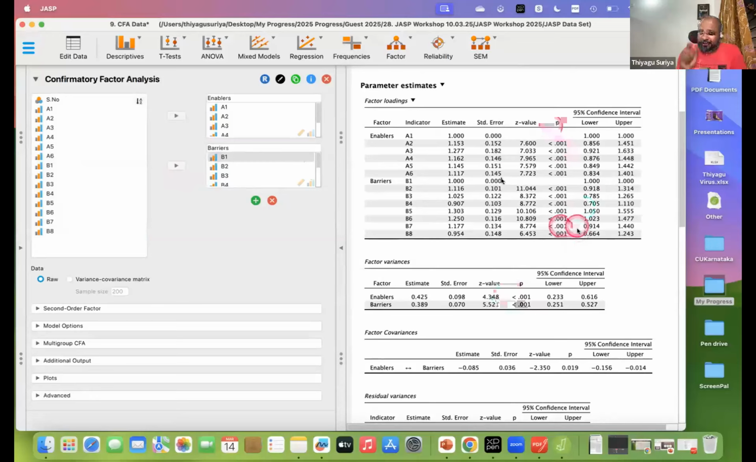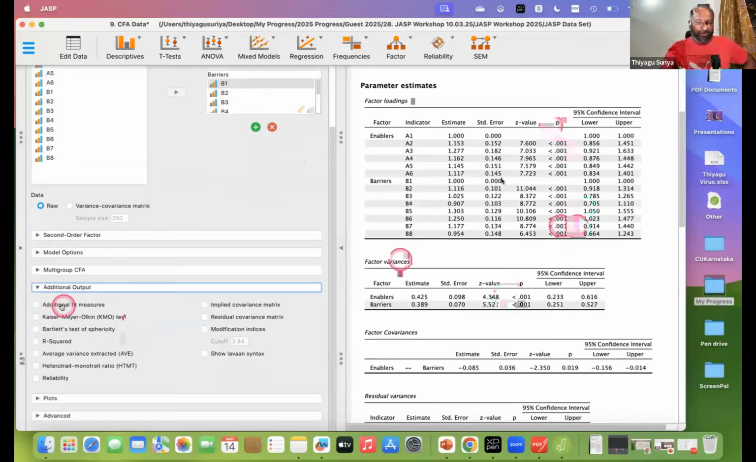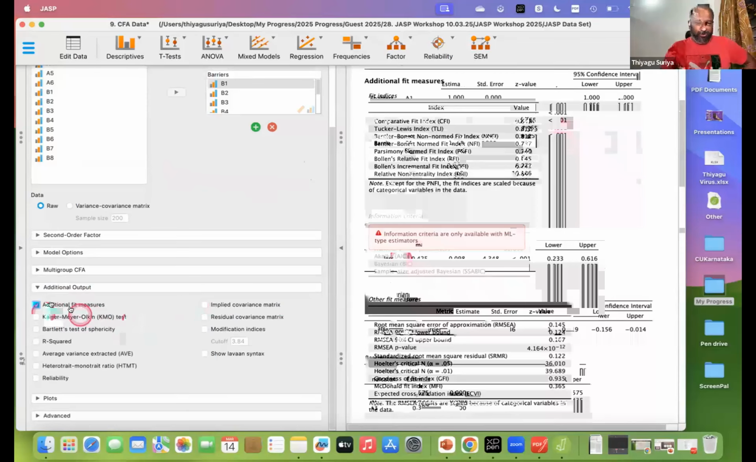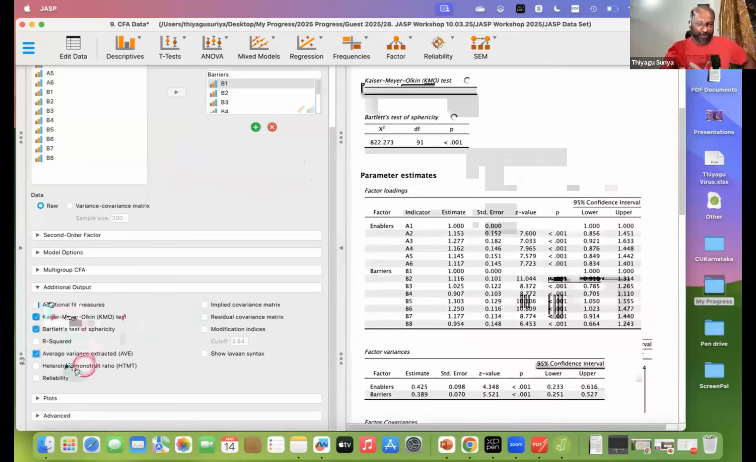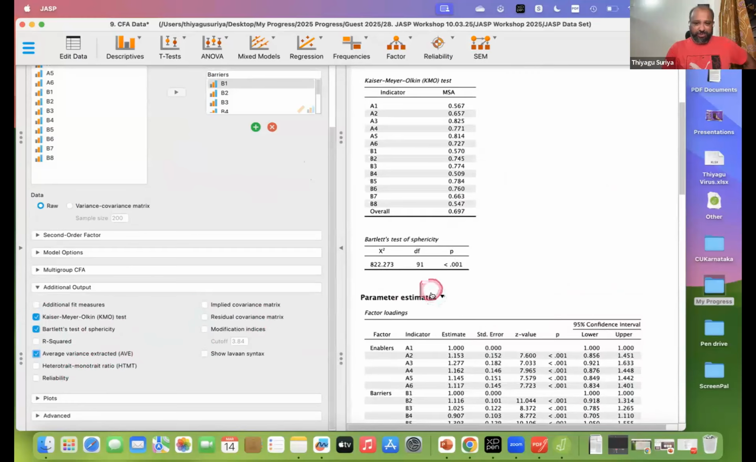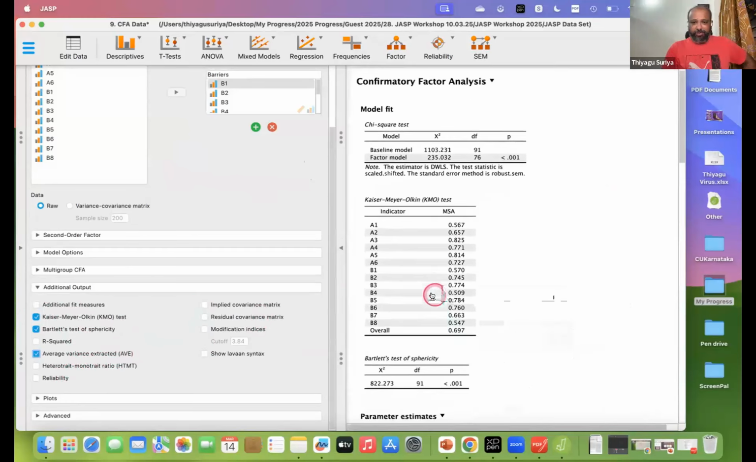It seems that this item, A1 to A6, lies on the enabler factors, and B1 to B8 lies on the barrier factors. This is the way we need to ensure. And go to the additional output. We need to select the additional fit measures. Otherwise, go with this KMO test, Paris, and AVE. These are things you need to select. Okay, and now you can see this.